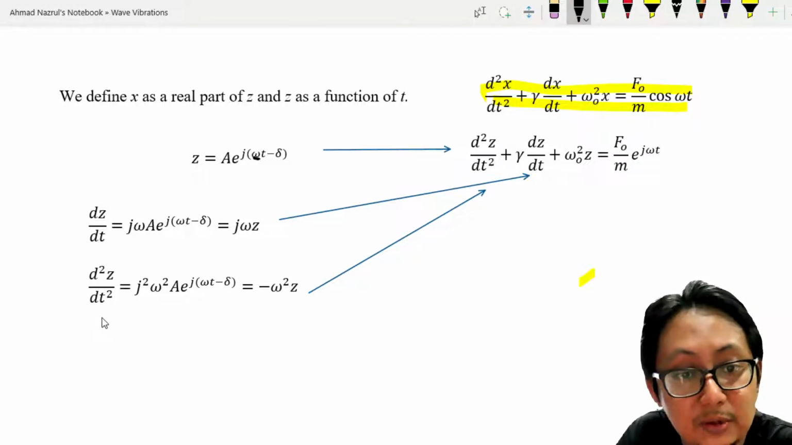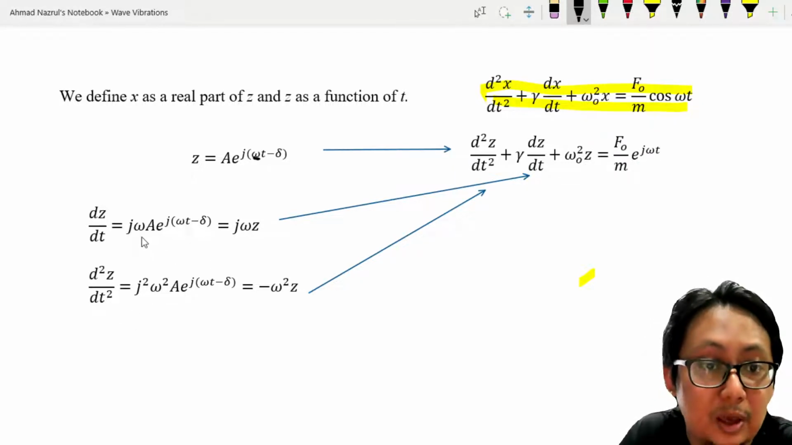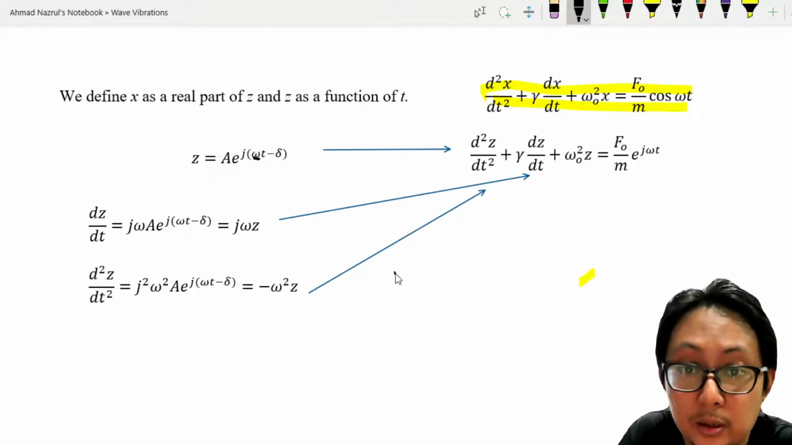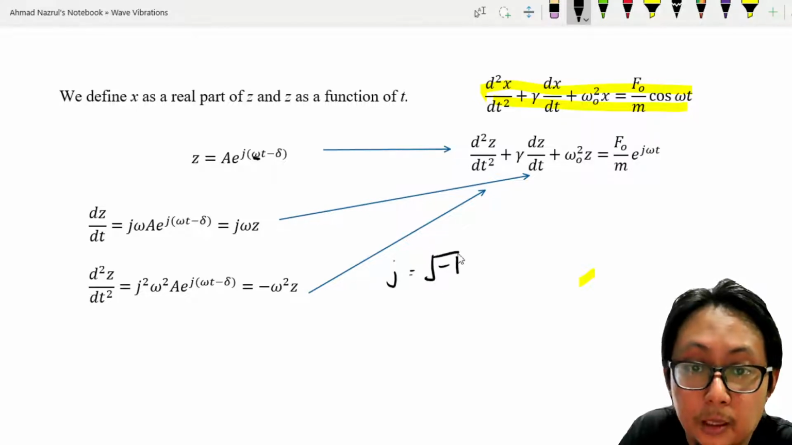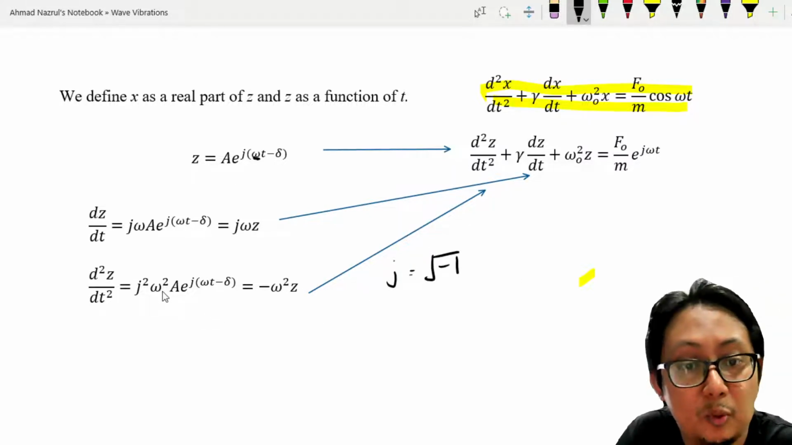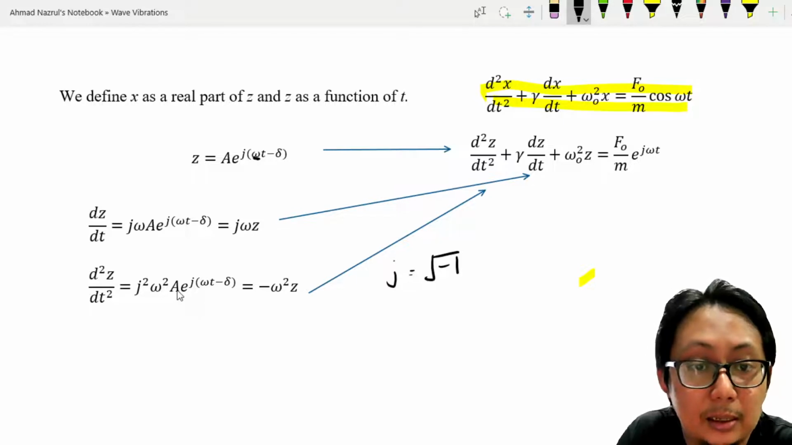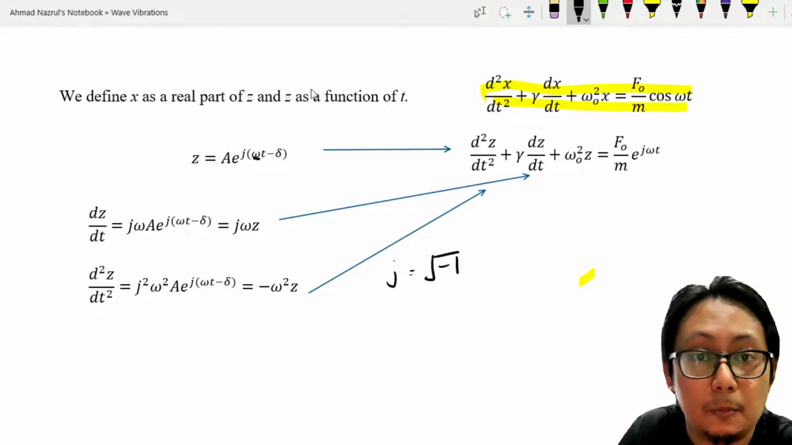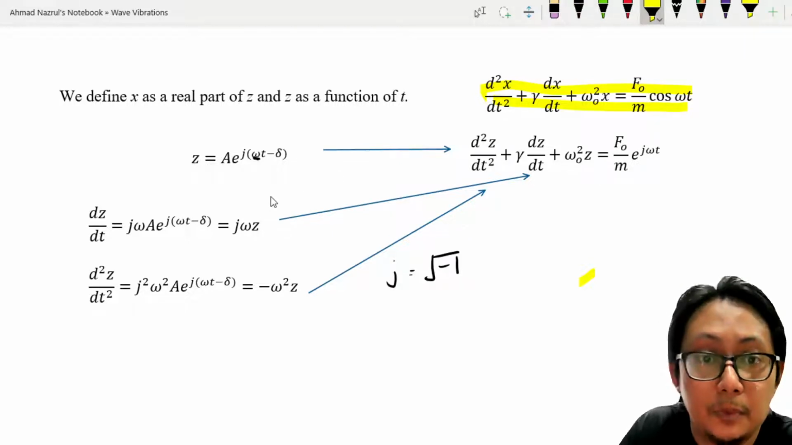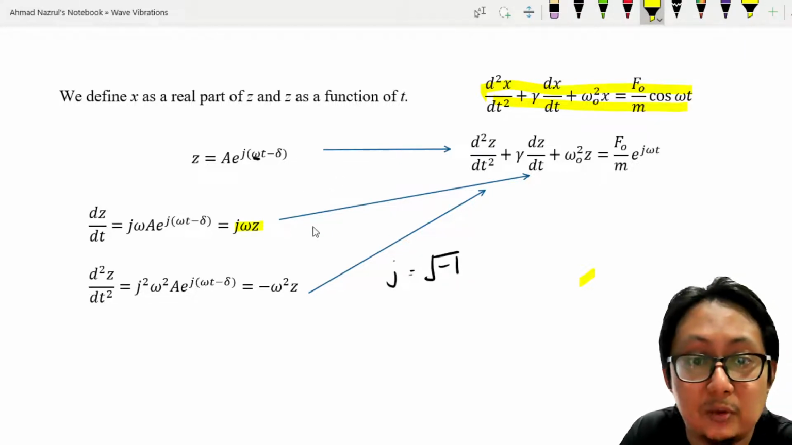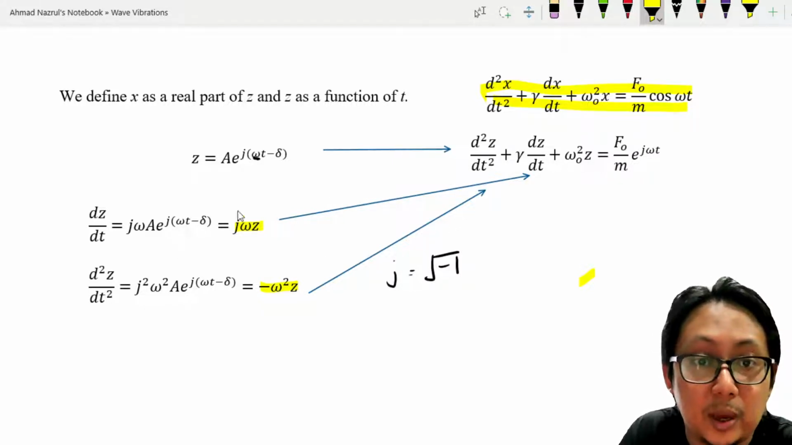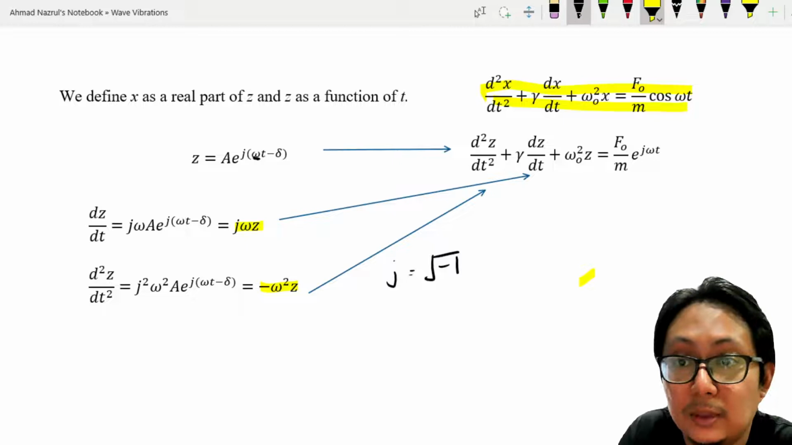For d square z over dt square, again we have j omega. So j square is equal to minus 1, because j is equal to the square root of minus 1. We have omega square, and still a exponential j omega t is z. So we have j omega z for dz over dt, minus omega square z for d square z over dt square, and we maintain the z.